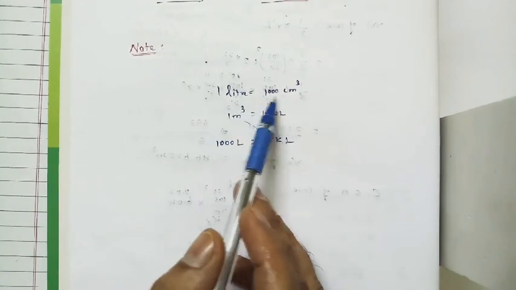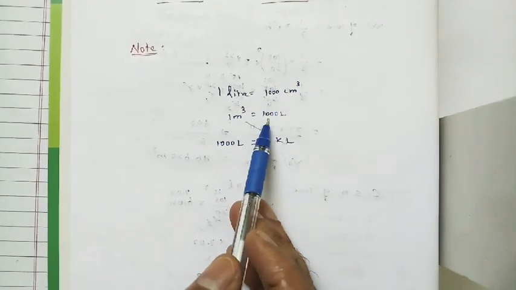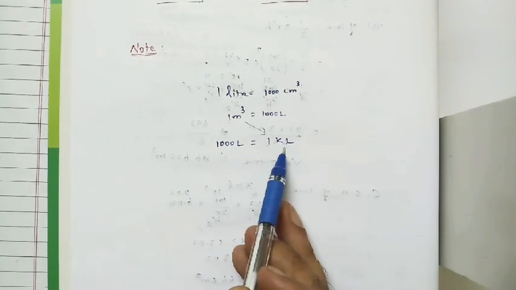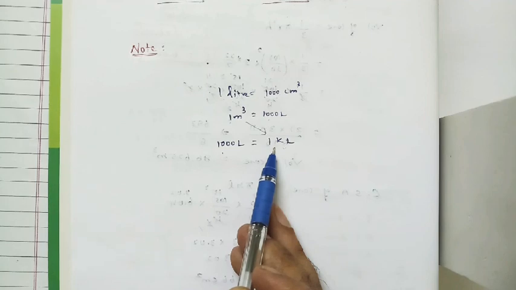1 liter is equal to 1000 centimeter cube, and 1 meter cube is equal to 1000 liter. 1000 liter is equal to 1 kiloliter. That is, 1 meter cube is equal to 1 kiloliter.